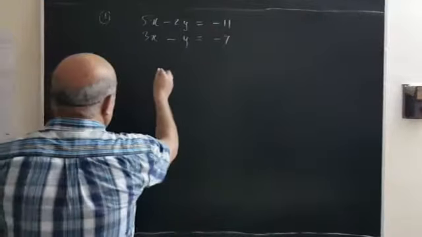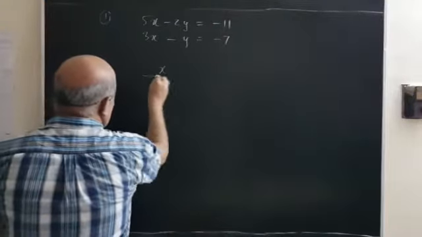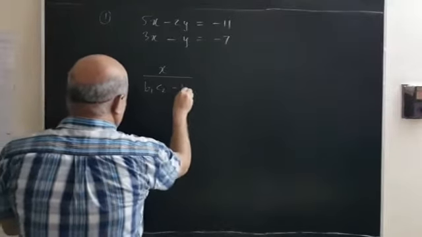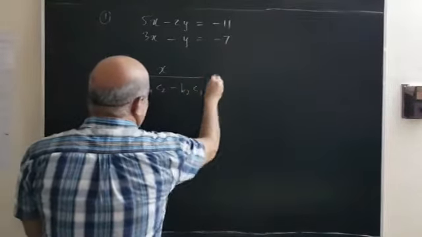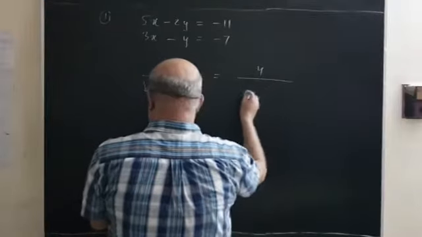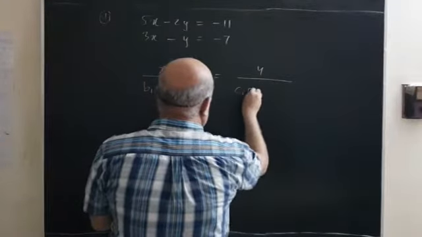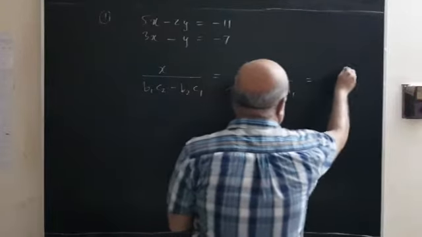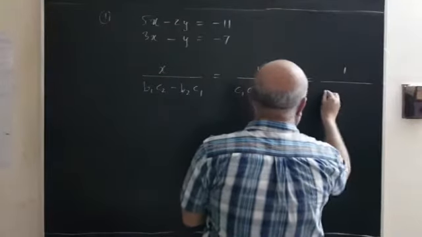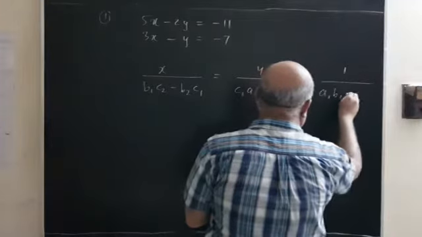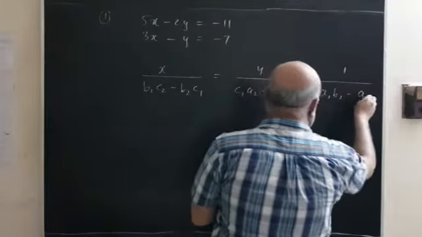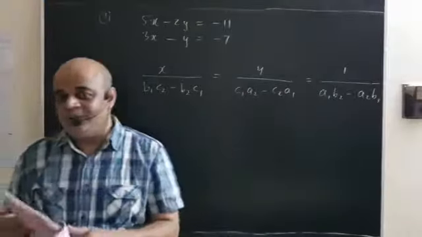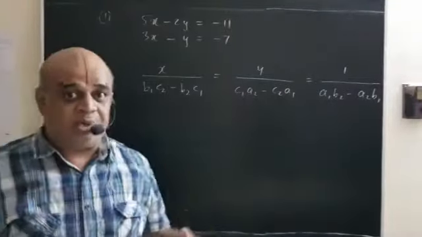I write the formula here. Okay, x divided by b1c2 minus b2c1 is equal to y divided by c1a2 minus c2a1 is equal to 1 divided by a1b2 minus a2b1. Now this is the formula that we are going to use.